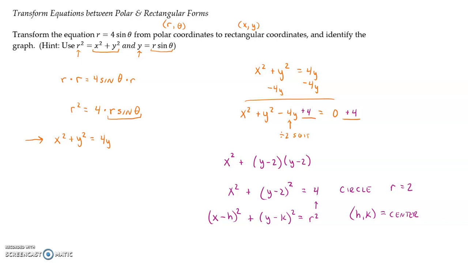So if we pull those values off our equation, our h value is a 0, and our k value here is a 2. So what we actually have is the equation of a circle. The center is located at the point 0, 2, and it has a radius of 2 units if we were going to graph it.